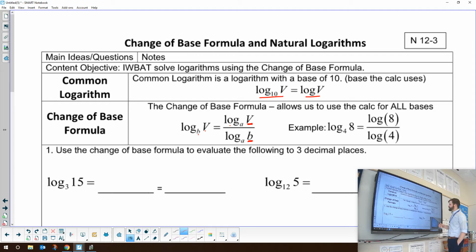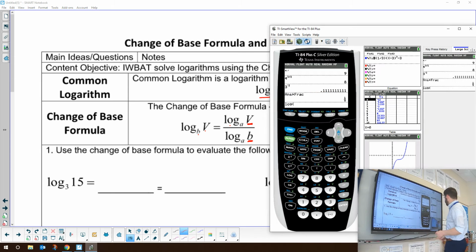For instance, if I have a base of 4 and a value of 8, we're going to go log of 8 divided by log of 4. It's going to work out just like that. We're going to go log of 8 divided by log of 4, and it's going to give me my answer. Let's try that for ourselves real quick.